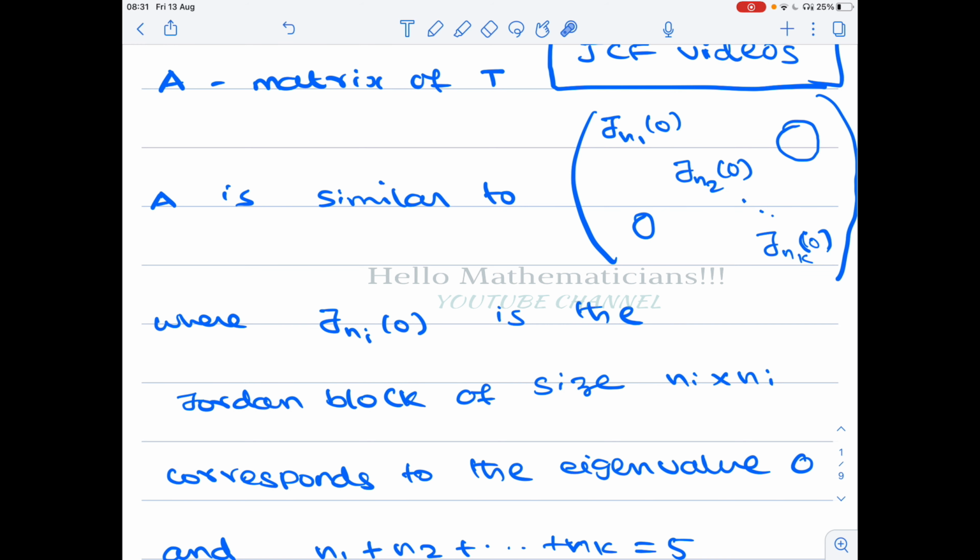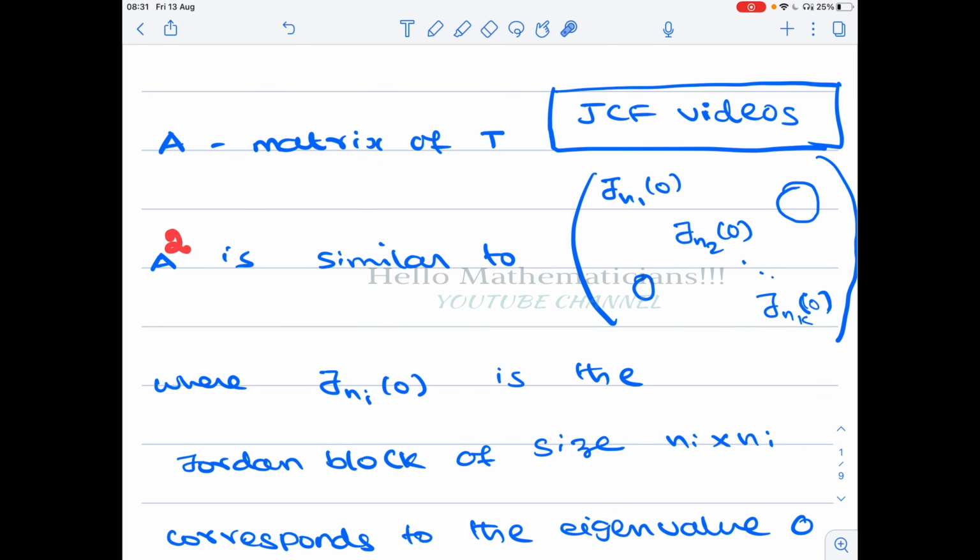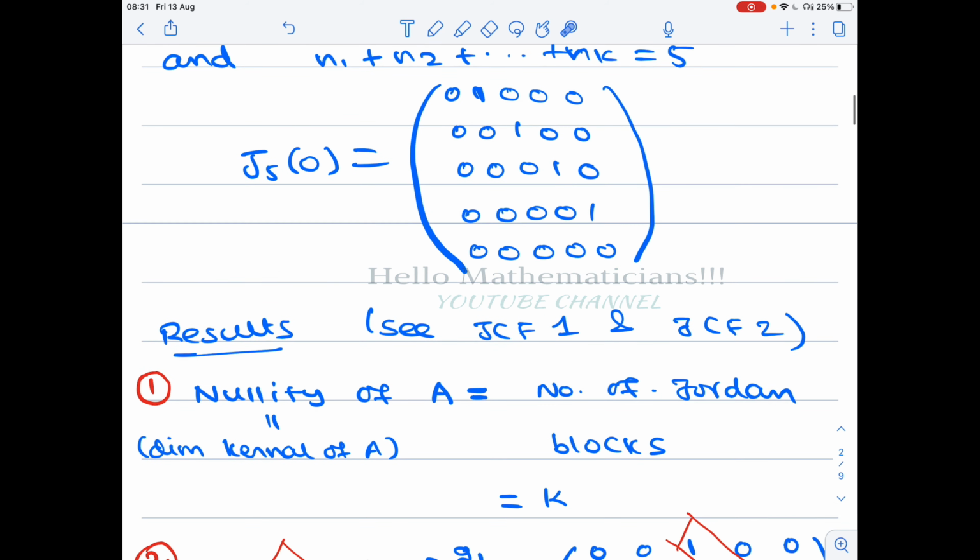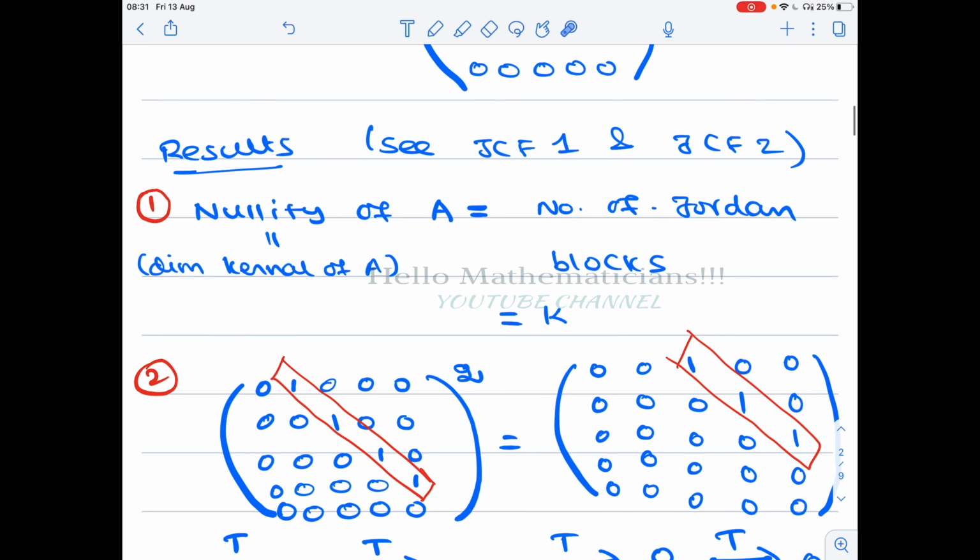Now we want to understand the nullity of A square and A cube. Note that to find the square of A, you can just find the square of each of the diagonal blocks and put them in diagonal form. That is a simple result to observe. So to understand the nullity of A square, we want to understand the nullity of a power of a Jordan block. That is our next observation. These are some important results. These results are proved in my videos, Jordan canonical form 1 and 2. You can check the description.